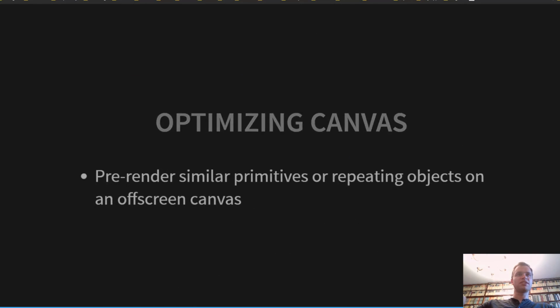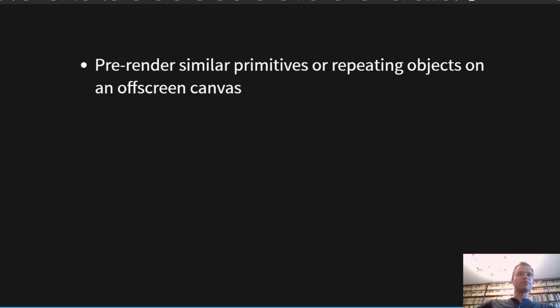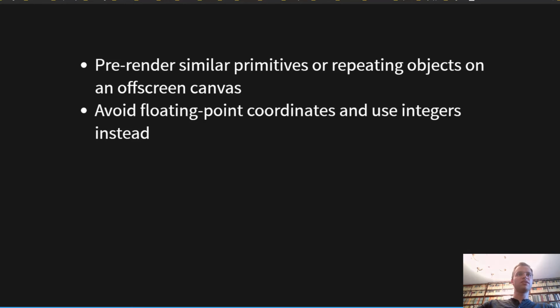To optimize canvas, we can pre-render similar primitives or repeating objects on the off-screen canvas using OffscreenCanvas. We can avoid floating point coordinates and use integers instead, because if we use floating points, it runs more complicated processes. Don't scale images in drawImage. You can download it, or not download. You can use it in off-screen canvas.